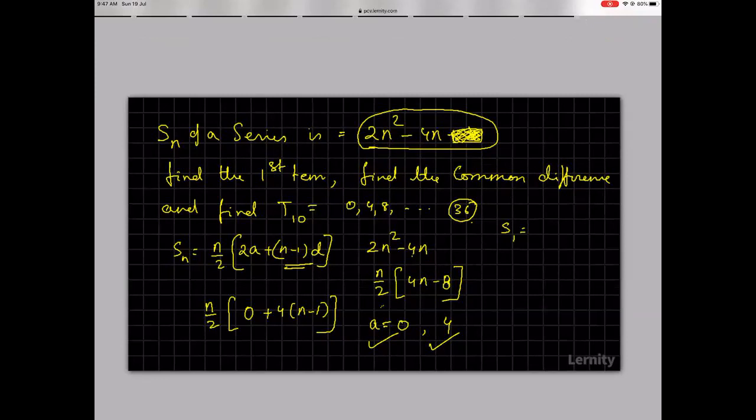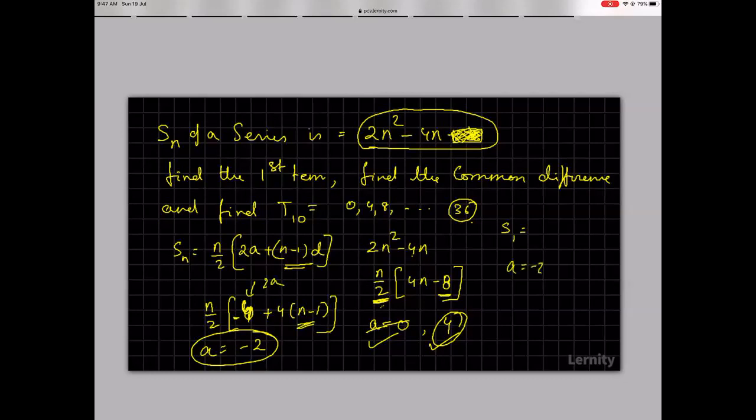So the first term a is equal to minus 2 and the common difference is equal to 4. Yeah, I took n by 2. Because I took n by 2, this number here should be 8, not 4. So this should be minus 4 plus 4 into n minus 1. So this is 2a, and this is n minus 1 d. So from there, I'll get a is equal to minus 2.